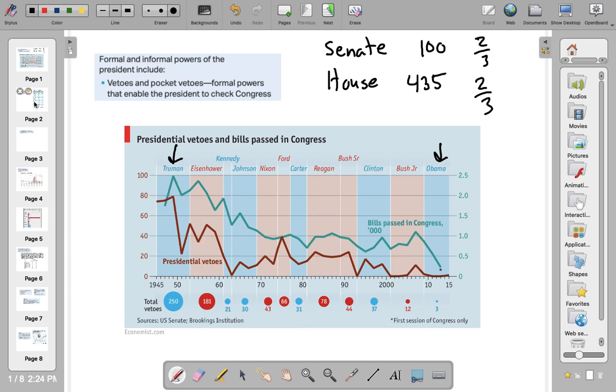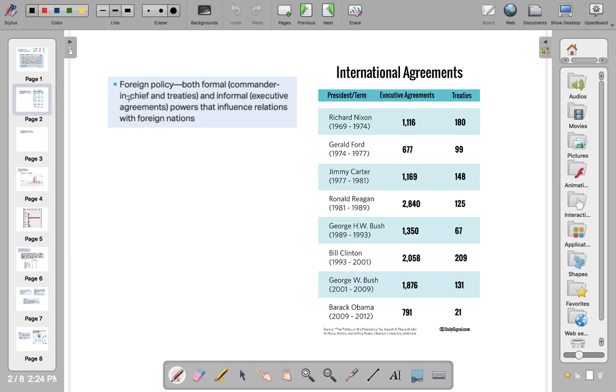All right, moving on. Foreign policy. Both formal, commander-in-chief and treaties, and informal, executive agreements.